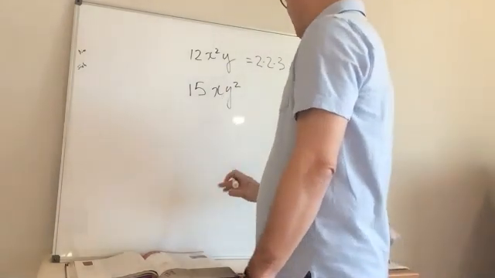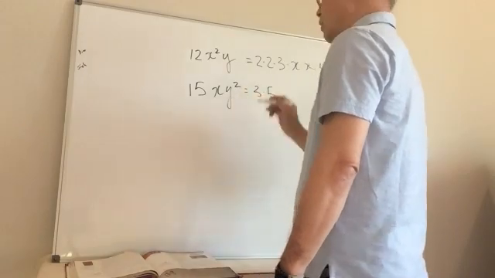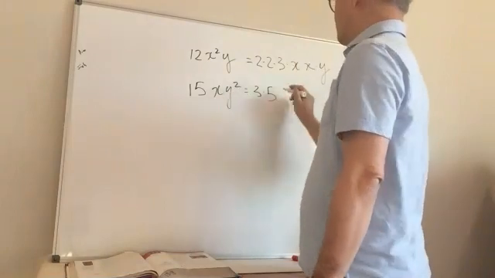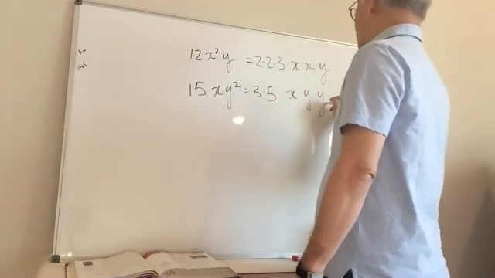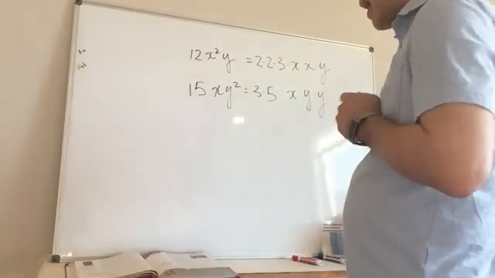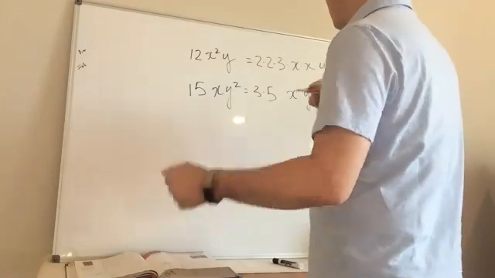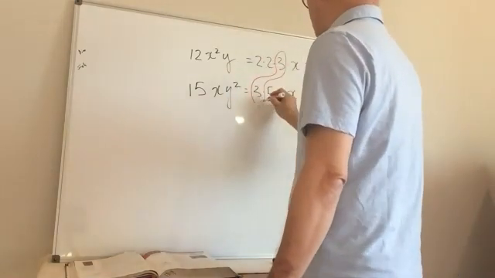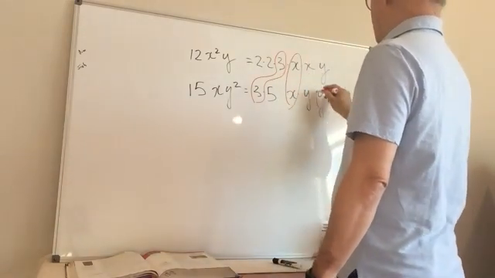Now we're going to do the 15. The 15 is 3 times 5 and it's done. There is no further anything else left, right? Then I'm going to write out the variables, x, y, and y. Again, just like we did before, we're going to find the common ones. I have a 3 that's in common here, I have 1 x, and I have a y.